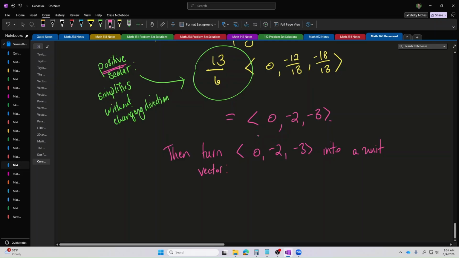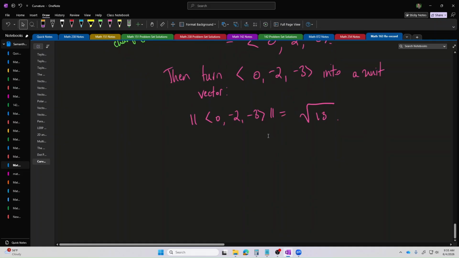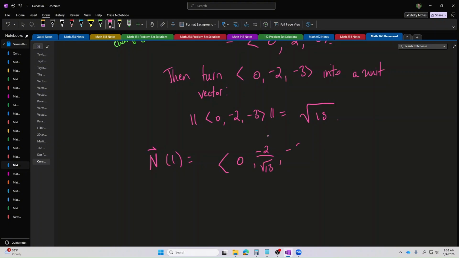Because it's much easier for me to calculate the length of this simplified vector, the length being, again, square root 13. And it's much easier for me now to divide this vector by its length. So I get the unit normal being the unit vector 0 divided by square root 13, negative 2 divided by square root 13, negative 3 divided by square root 13.